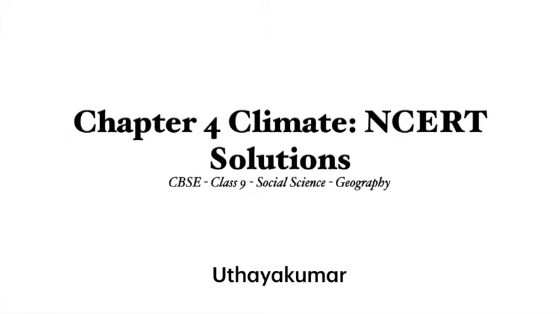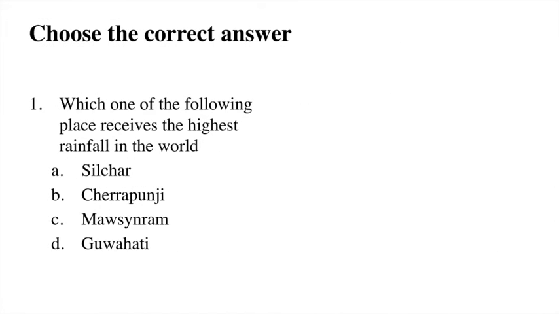Students, in this class we are going to see the question answer session in the chapter 4 climate. First question, which one of the following places receives the highest rainfall in the world? Here four options are given. First option is Silchar, second Cherrapunji, C Mawsynram, D Guwahati.